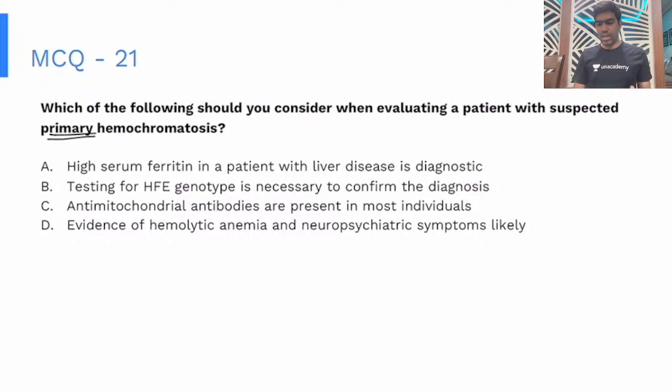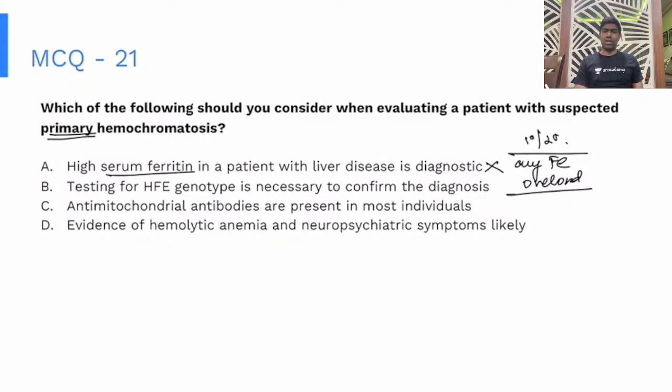High serum ferritin in a patient with liver disease is diagnostic. No, it's wrong. It's not diagnostic, because high serum ferritin can be seen in any iron overload condition. In the sense, in primary as well as secondary hemochromatosis, you're going to see high serum ferritin. So that's not diagnostic. Testing for HFE genotype is necessary to confirm the diagnosis. That's a correct statement. In fact, the gold standard for diagnosis of hereditary hemochromatosis, that is primary hemochromatosis, is testing of HFE genotype.